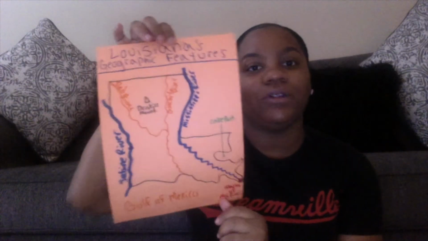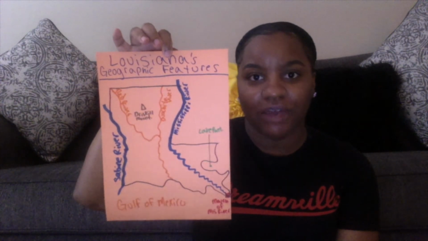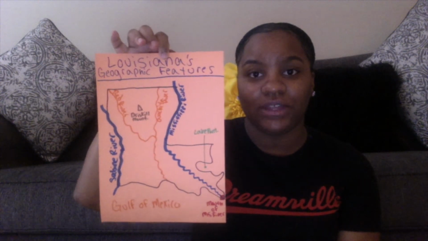Here is an example of the map we are going to create today that is going to highlight just some of the geographical features that can be found here in Louisiana. Before we get started, let's review some of the materials that you will need to complete this project. The first thing you are going to need is one sheet of construction paper, some different color markers, and a writing utensil. It can be a pencil or a pen, it's up to you. Once you have all of your materials, let's begin.